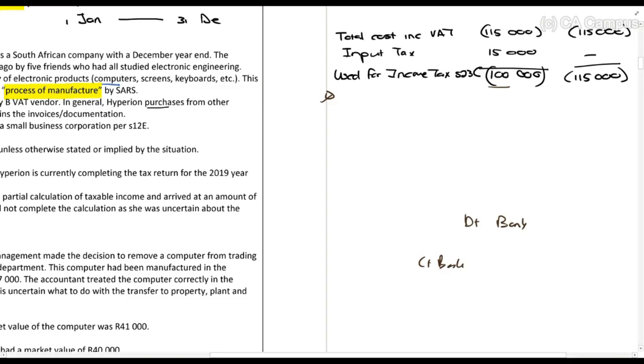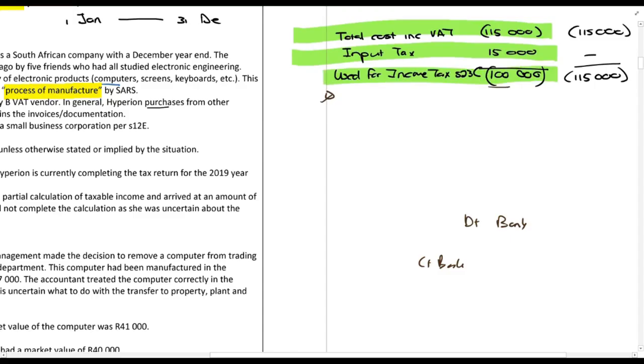Which amount's that? This amount here including VAT. Because think about it, if this is your bank account, you are a VAT vendor, you go to the store or you buy something online and you pay for it online, let's just do it like that. How much are you going to transfer? 115,000 rands. Then you are going to claim back 15,000 rands as input tax from SARS. So this is the net effect, this 100,000 rands, which is what you'll use for income tax.